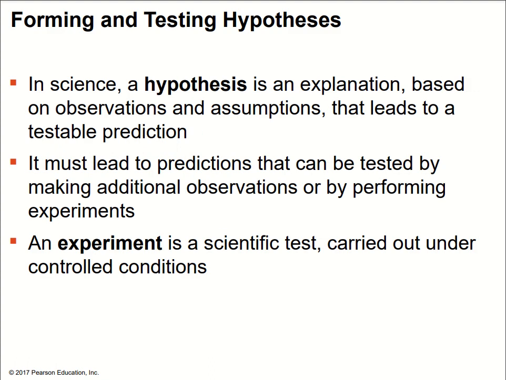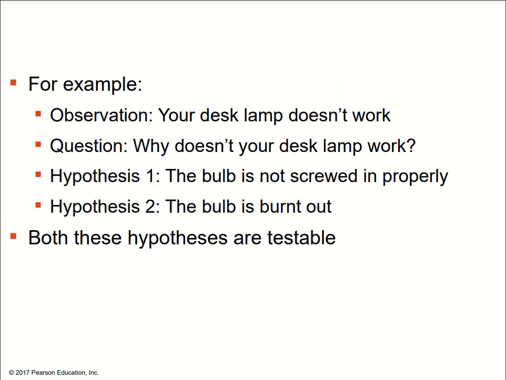In science, a hypothesis is an initial explanation based off of initial observations and some assumptions that leads to a testable prediction. It must lead to predictions that can be tested by making additional observations or performing experiments. Now, an experiment is a scientific test carried out under controlled conditions.